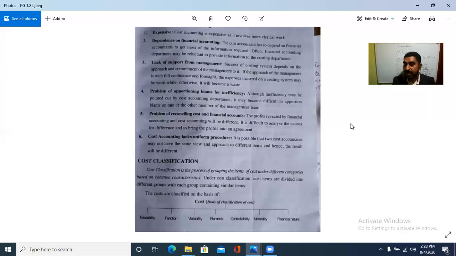Tomorrow we will see the different cost classifications, and then we will see the problems like that in this first module. So hope you understand today's classes.